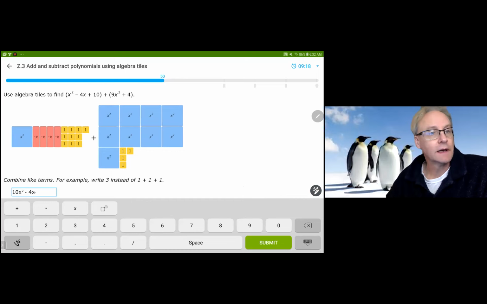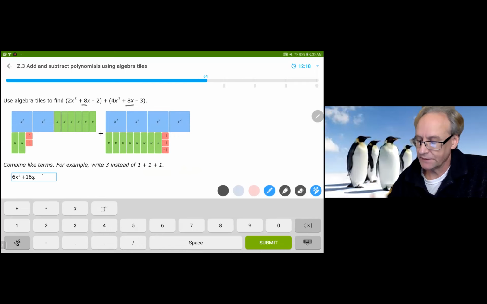Okay, we're adding this time, so we have 6x squared. I think I'm just going to move right along here if I can. And we've got a lot of x's here. We've got 6, 7, 8 of them over there, and we've got 8 of them over there, which gives us 16 altogether. I cheated and looked up here to make sure. And we have a minus 5 at the end. So much easier not to use the tiles, but there you have it.